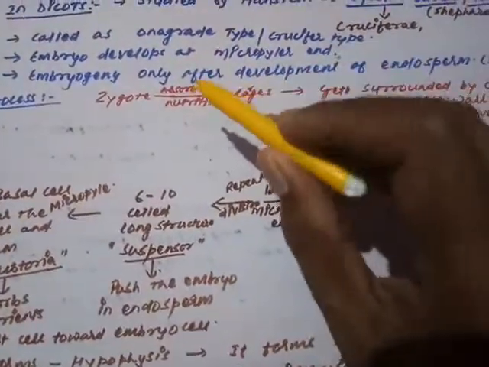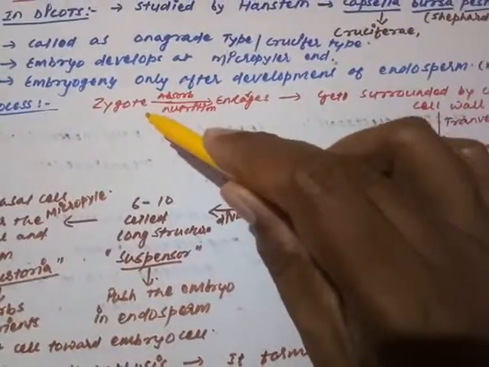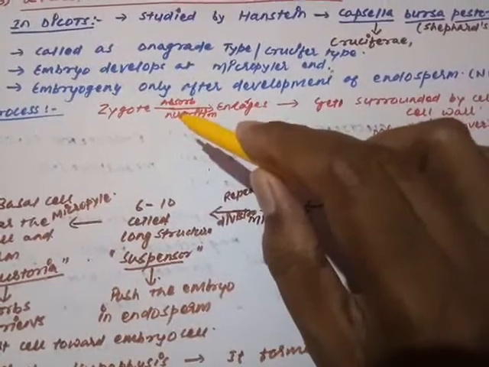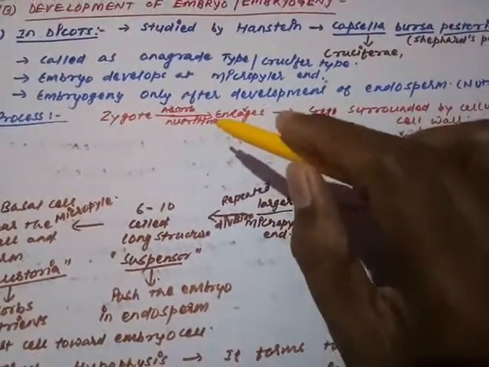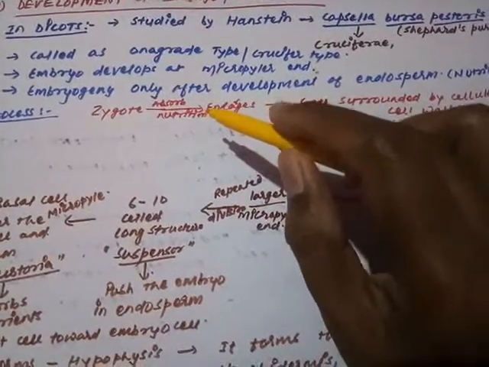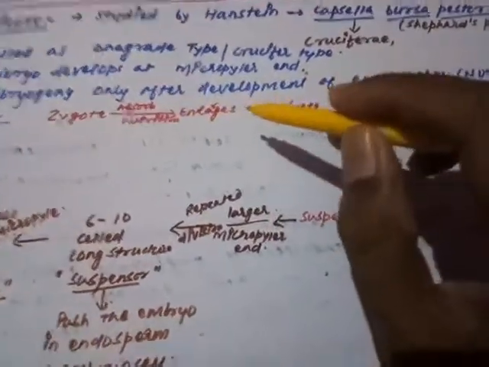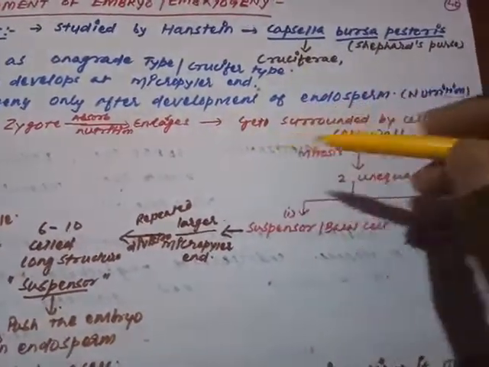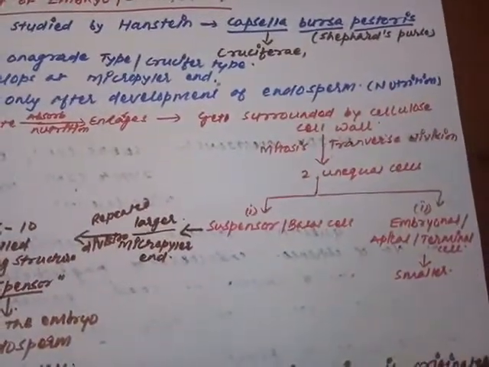What happens? The zygote lying on the micropylar end, we know very well. When the endosperm develops, the zygote will start deriving nutrition from the endosperm by absorbing the nutrient content inside. You know very well the size of the zygote will get enlarged. The enlarged zygote now will get surrounded with a cell wall made of cellulose.